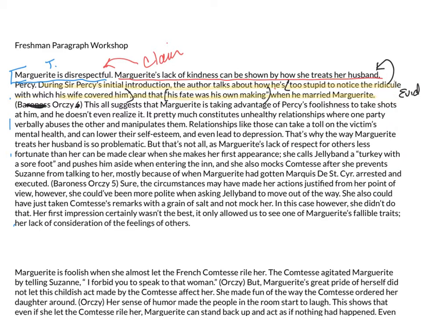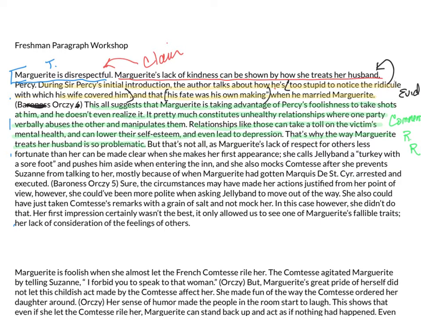So next we have, this all suggests that Marguerite is taking advantage of Percy's foolishness to take shots at him, and he doesn't even realize it. It pretty much constitutes unhealthy relationships where one party verbally abuses the other and manipulates them. Relationships like those can take a toll on the victim's mental health and can lower their self-esteem and even lead to depression. That's why the way Marguerite treats her husband is so problematic. So what is that? Hopefully you said that was commentary.